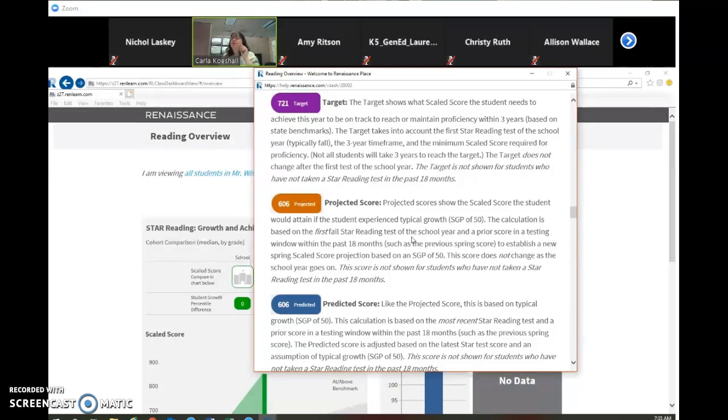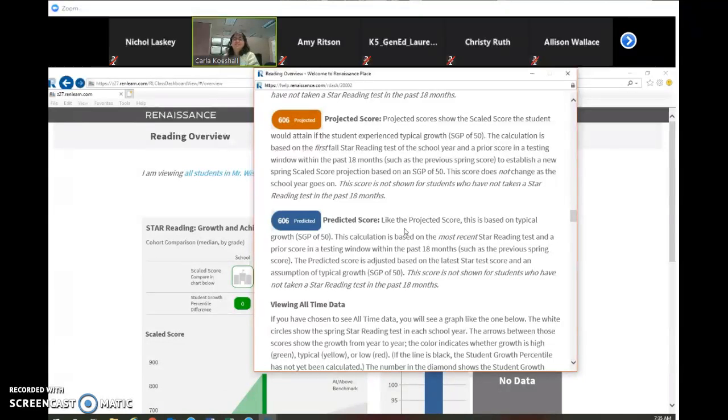The calculation is based just on the first reading test. So this projected score is based on your first test. This will not change. Okay? Projected is going to be the same from the first test of the year to the end of the year. It will never change no matter how many times you test the kids. But the predicted will. Okay? The predicted is going to change every time you take a test.